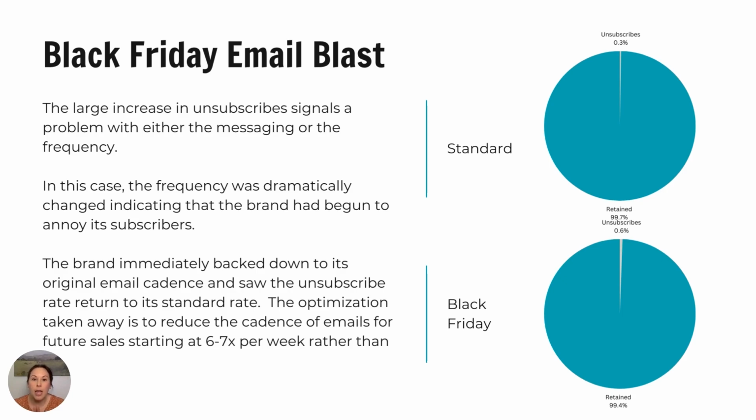Now, the learning and the optimization that they carried forward, and what you would carry forward in this instance, is reduce the cadence of emails for future sales. Don't go back up to 13. We've hit that threshold, and it really was the threshold where we annoyed our readers. Next time when they have a sale, they'll use this experience and this data to start at a lower frequency, probably working in 6 to 7 emails per week, rather than jumping straight to the 13.